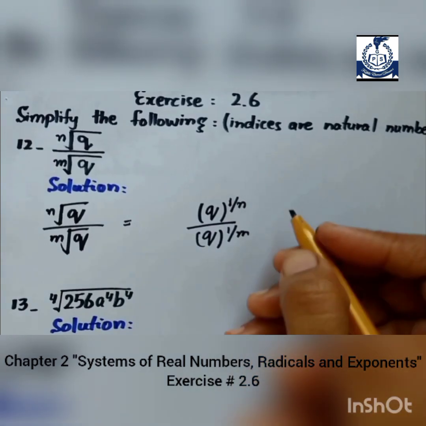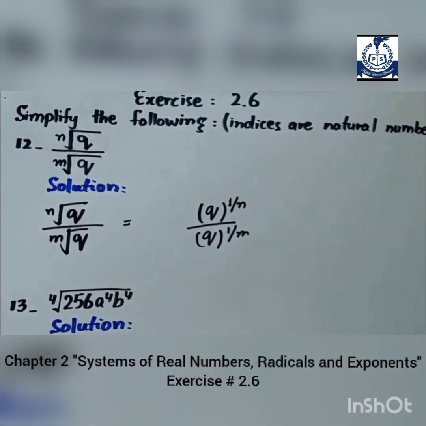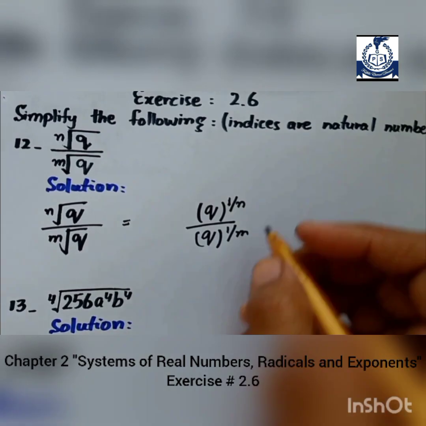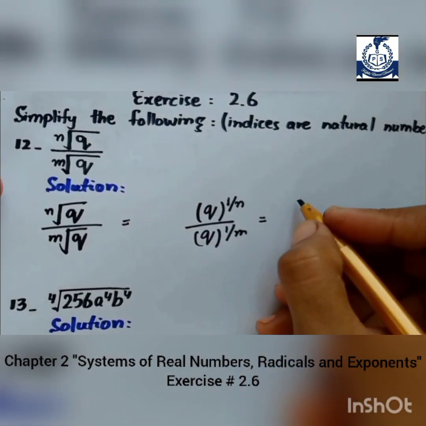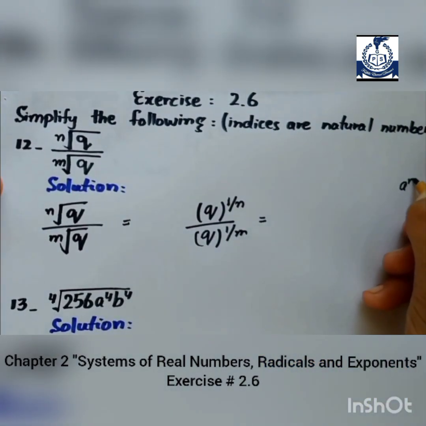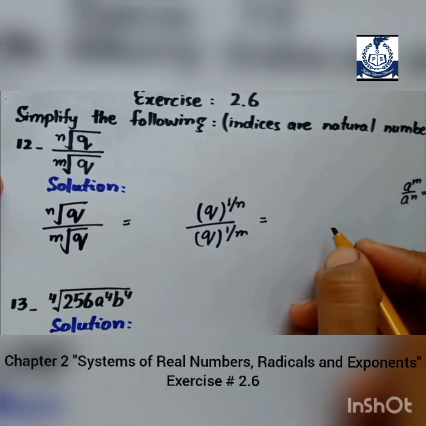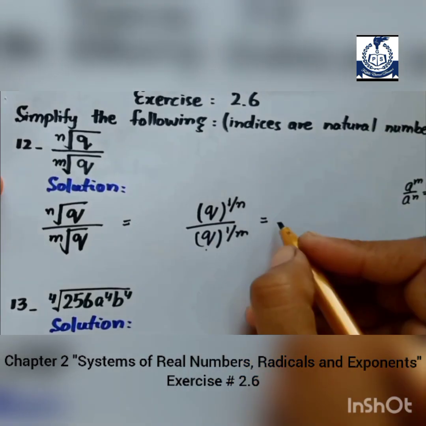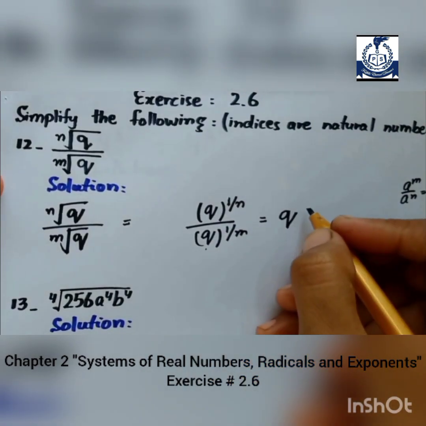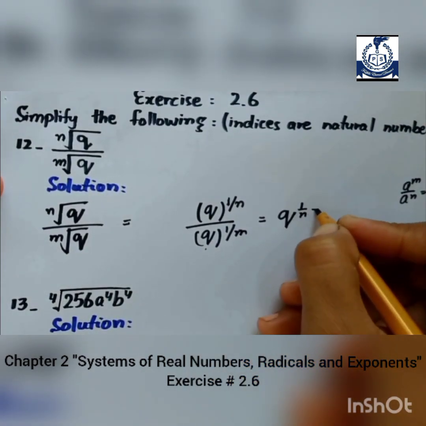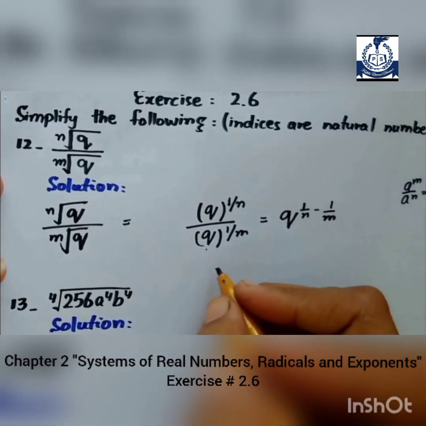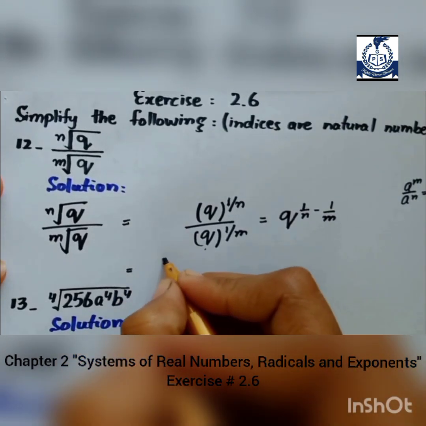So here we can apply a formula. Base are the same and have a divide sign between them, so power will be subtracted. So here I write the formula, a power m divided by a power n. Base same, so power subtracts. So we write q as the base one time, and 1 upon n minus 1 upon m. Powers get subtracted.